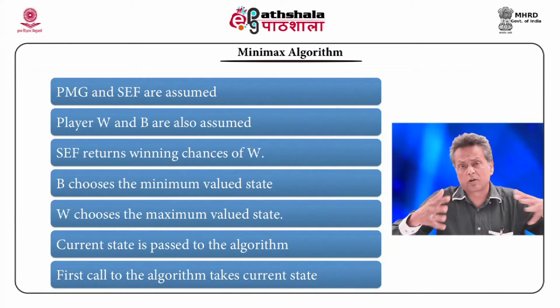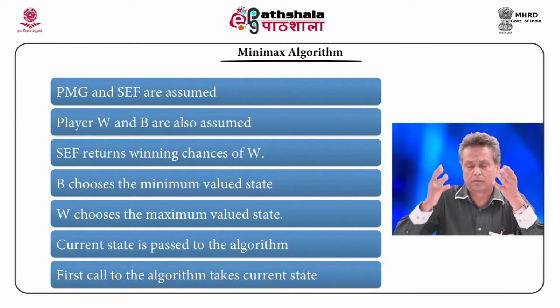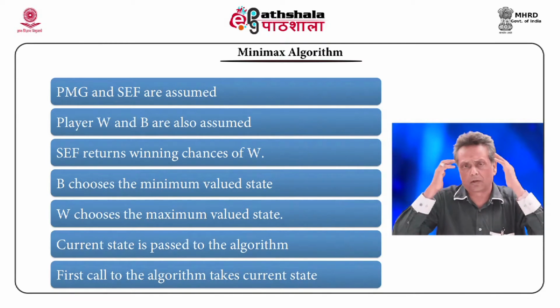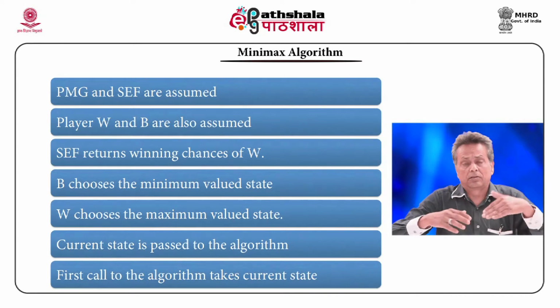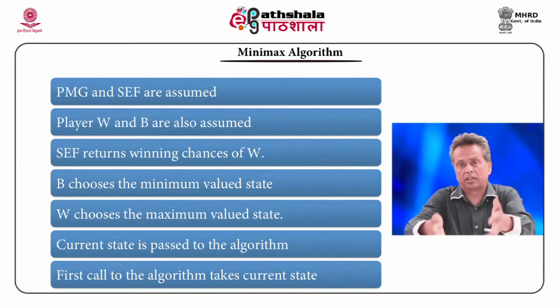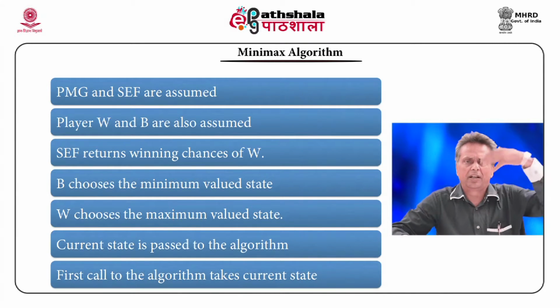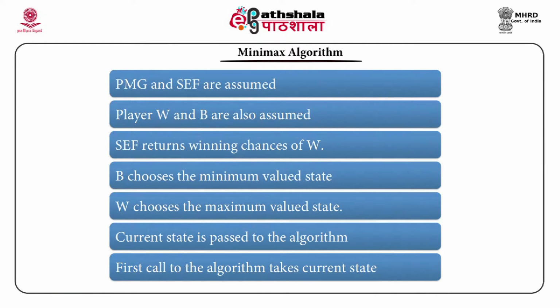The first call of this algorithm will take the starting state, the initial state. In case of chess, all of us know what that initial state is. So that is passed. Next time, when the opponent has already taken his move, the next state will be passed. So in this case, the first level, the third level, the fifth level, and so on, I'll be invoking the Minimax algorithm.